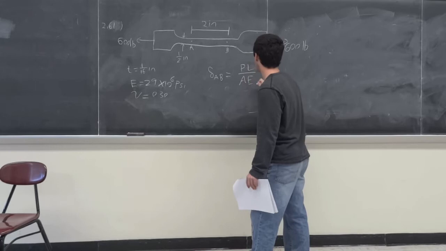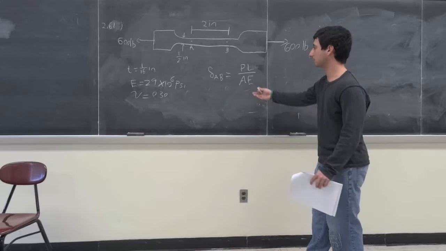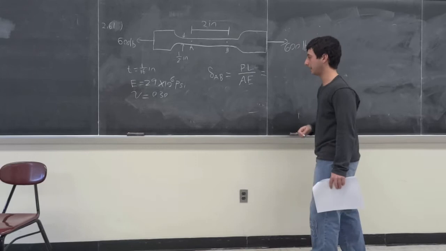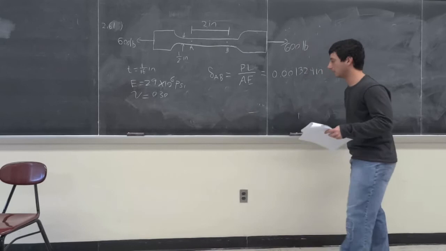And this P is 600. The length is 2 inches. And the cross-sectional area is 1/2 × 1/16. And the Young's modulus was given as 29 × 10⁶ PSI. So after substituting all that in, you get 0.001324 inches. So that's delta AB. So that's for part one.